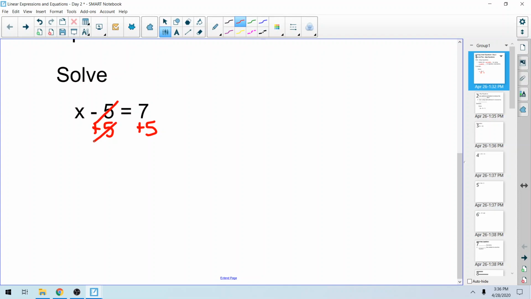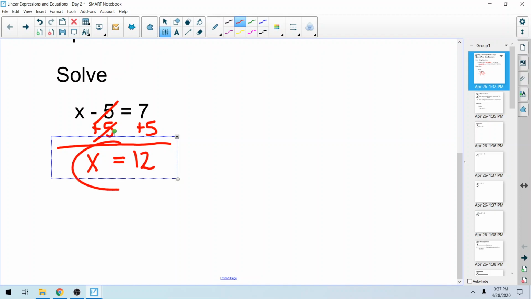A negative 5 and a positive 5 make 0. And the only thing I'm left with over here on the left is an x. I still have my equal sign in the middle. It just drops down. And then we have 7 plus 5. So 7, 8, 9, 10, 11, 12. So x must be 12.